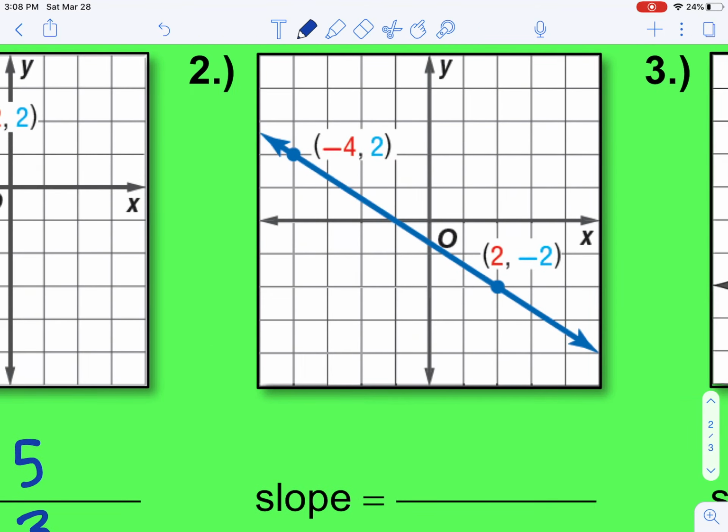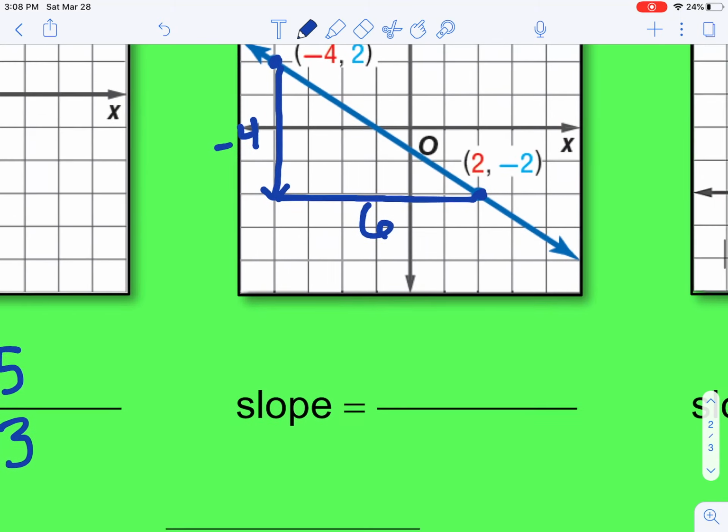So on this one, if I move from left to right, I'm going down 4. It's down 4. I'm going over to the right, 6. So our slope is actually going to be negative 4/6, which could be simplified to negative 2/3.